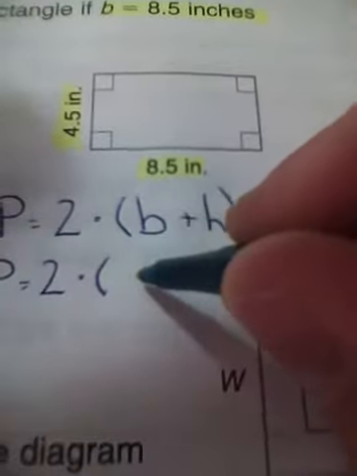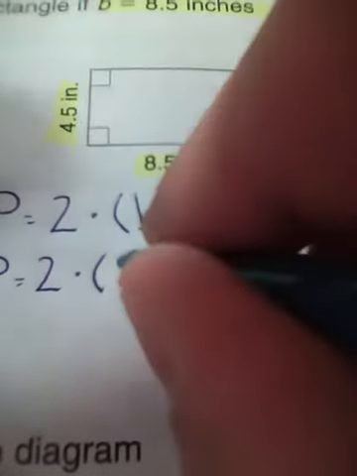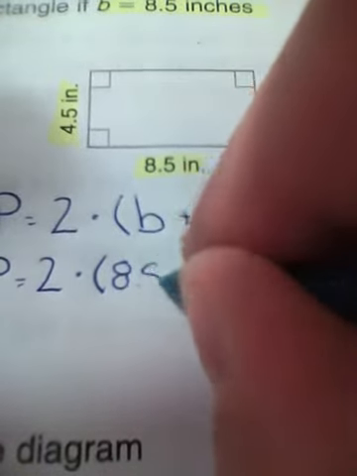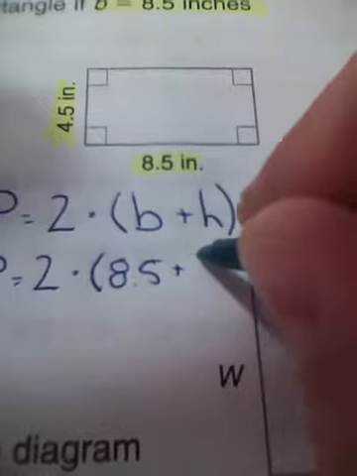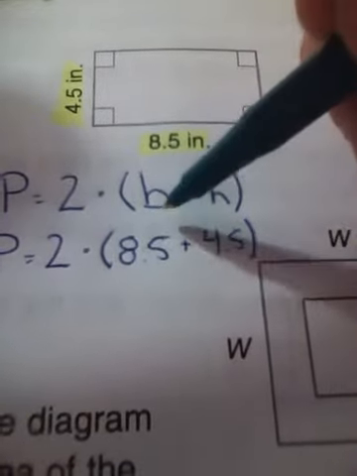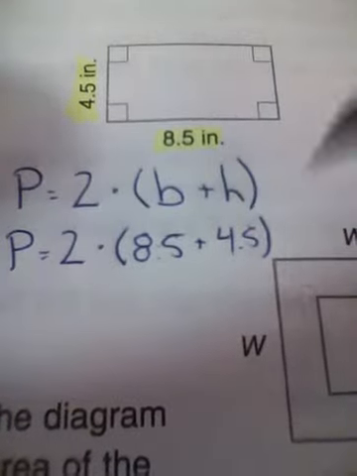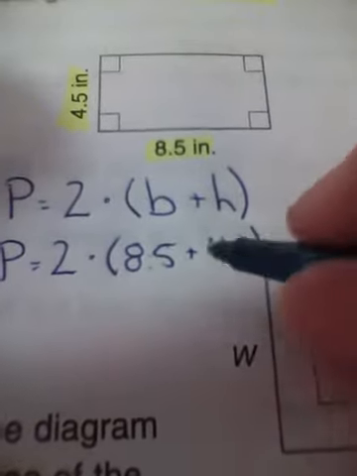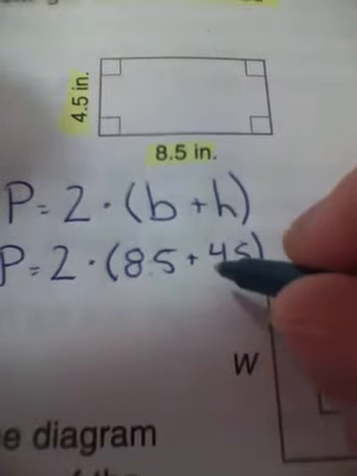It's the variables that will change, because of the values of the variables. So I have the base is 8.5, so I put 8 and 5/10 plus 4 and 5/10. Now I have the numbers substituted in for the variables into my algebraic expression here. And now I'm going to add over here. I do parentheses first, 8.5 plus 4.5.